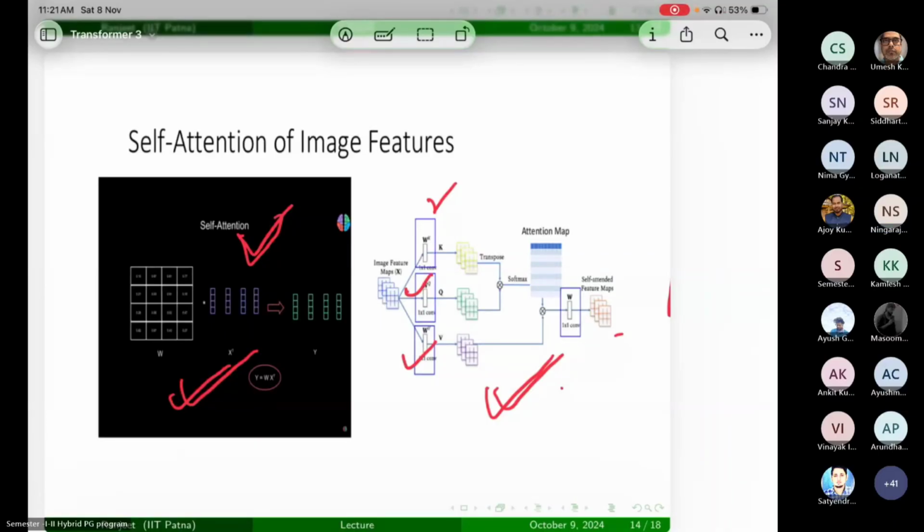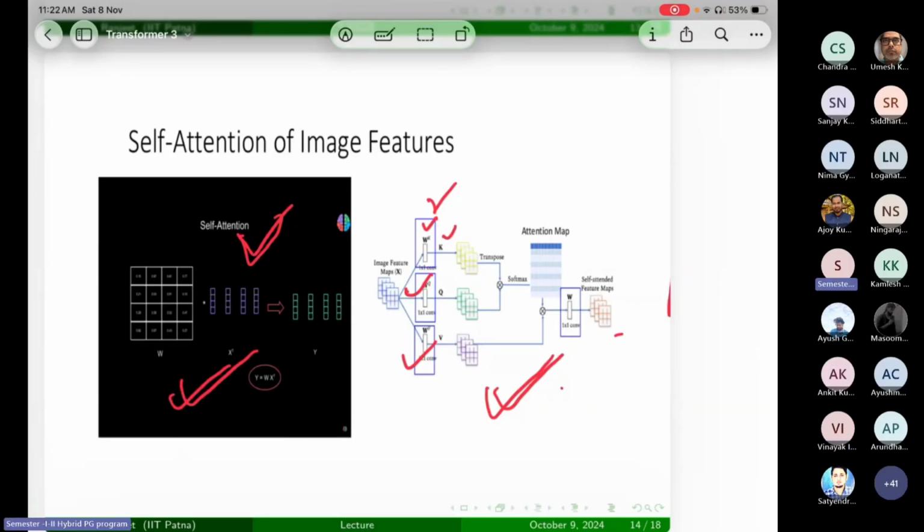Sir, only one confirmation I need. Like this K, Q, and V, are all these fully connected layers? K, Q, and V you are getting from these fully connected layers. So K you are getting from WK. Yes, WK is your fully connected layer.